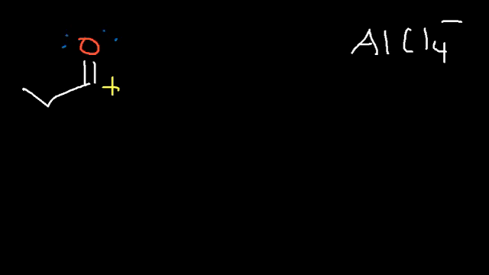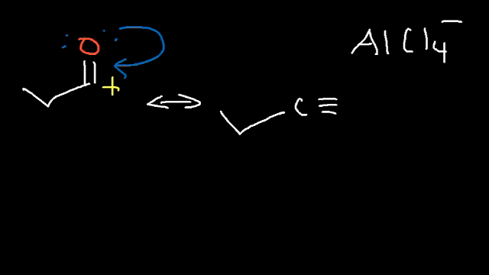The oxygen can use one of its lone pairs to form a triple bond. And so what we have now is something called an acylinium ion. And that's the intermediate for this reaction. By the way, between these two resonance forms, which one is the major resonance contributor? Which of these two resonance forms is more stable? Is it the one on the left or the one on the right?